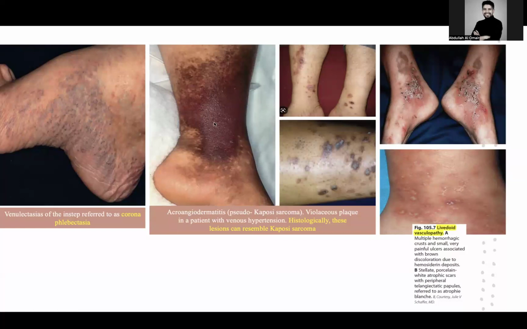As we said before, pseudo-Kaposi sarcoma, which is venous insufficiency, is part of venous ulcer, but the basic idea is the same as Kaposi. The main difference between them is the stain for Kaposi sarcoma, which will be negative here and positive there.